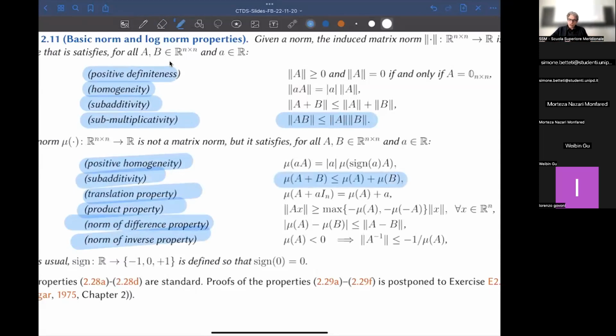Subadditivity: both the induced norm and the induced log norm are subadditive. Also, they both are homogeneous with respect to a positive number. So if you multiply A by a positive number, you can bring it outside, and the same is true there. Now, homogeneity with respect to a positive number together with subadditivity means convexity. So both the induced norm and the induced log norm are convex in the arguments.